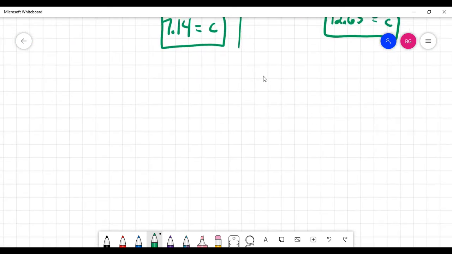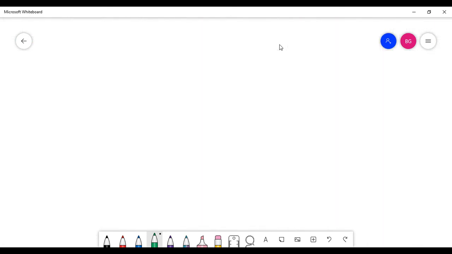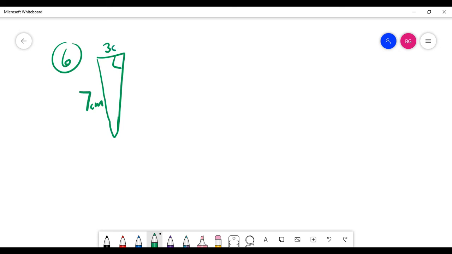All right, so we got 2 more here, and then we're done here. Question number 6. This time, I'm going to give you something a little bit different. We still got our right triangle here. I'm going to say the hypotenuse is 7 centimeters, and I've got a leg that is 3 centimeters. So we are missing a leg in this case.